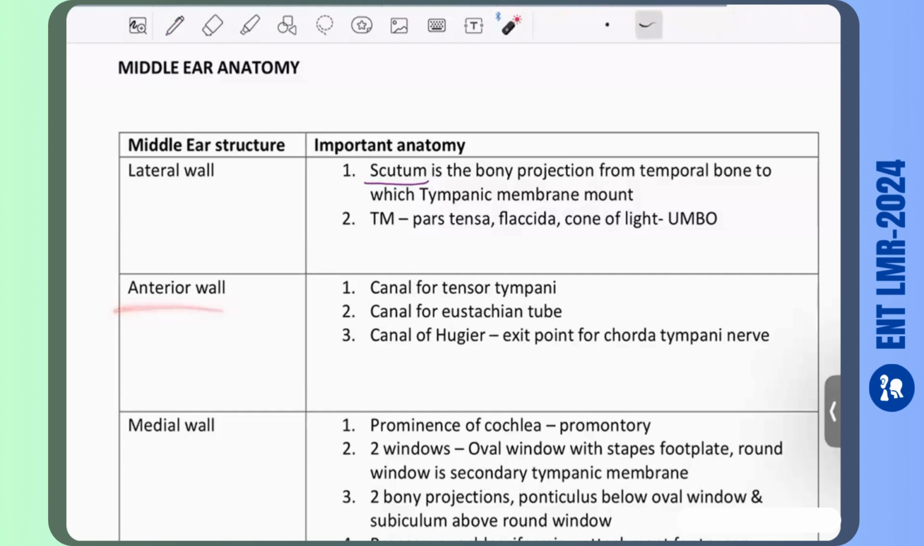Anterior wall. So in the anterior wall, we will be having 2 canals. One is the canal for tensor tympani, another one is the canal for eustachian tube. The third one is canal of Huguier, which is an exit point for chorda tympani nerve. Chorda tympani nerve is a branch of facial nerve which originates from the posterior wall, but it exits from the ear through the anterior wall through the canal of Huguier.